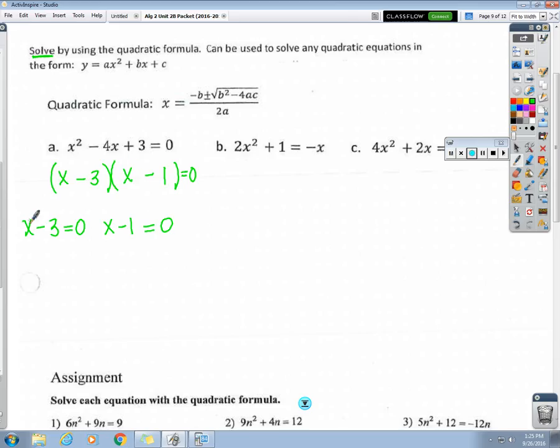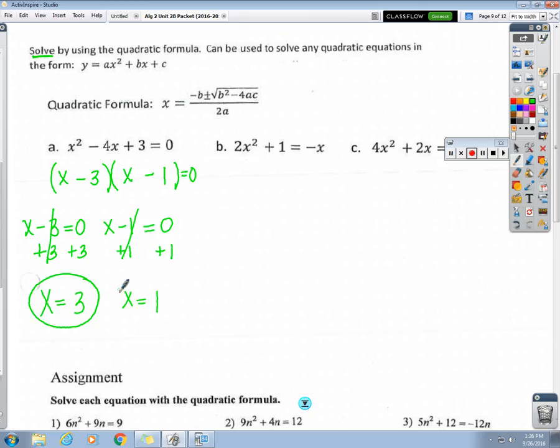To solve this for x, what do you do to both sides? Right. And so your first solution is, right, a positive 3. For this factor, what do you have to do to solve for x? Add 1. And so your second solution is positive 1.